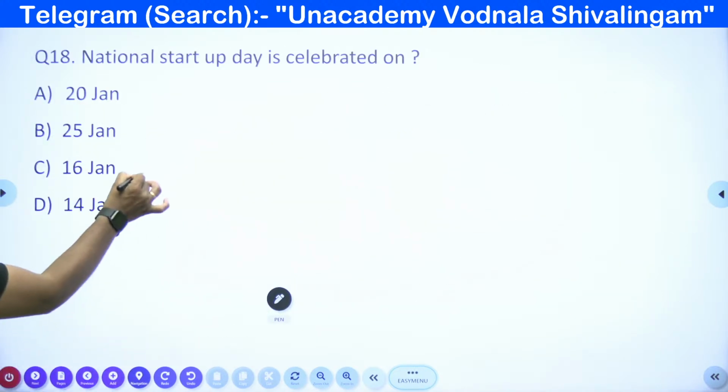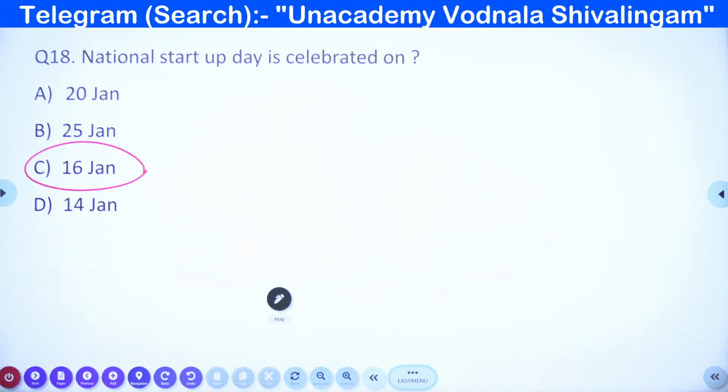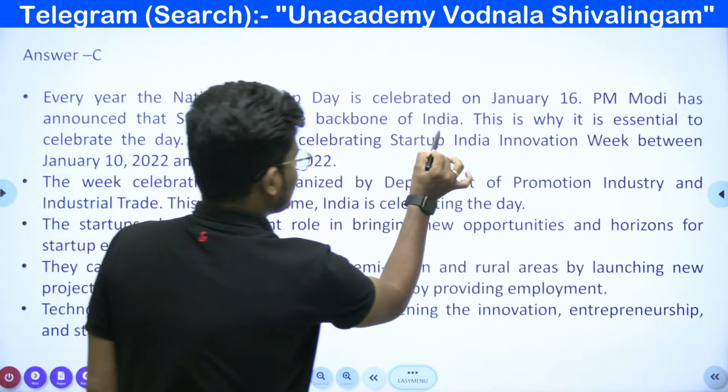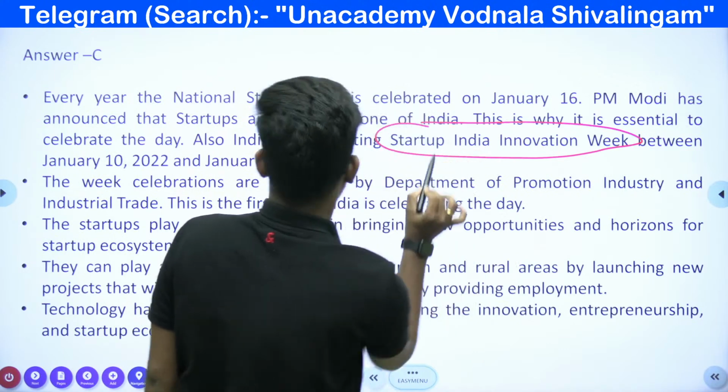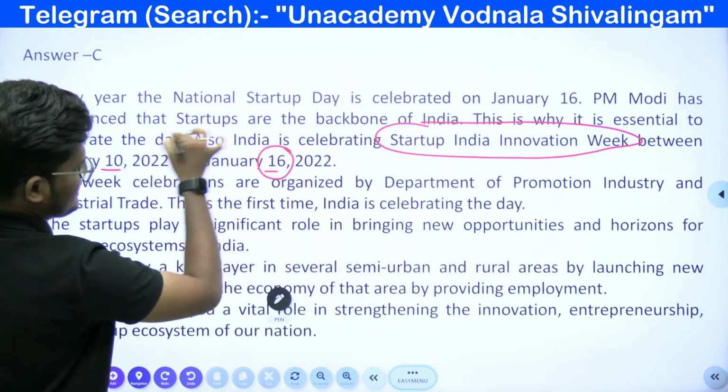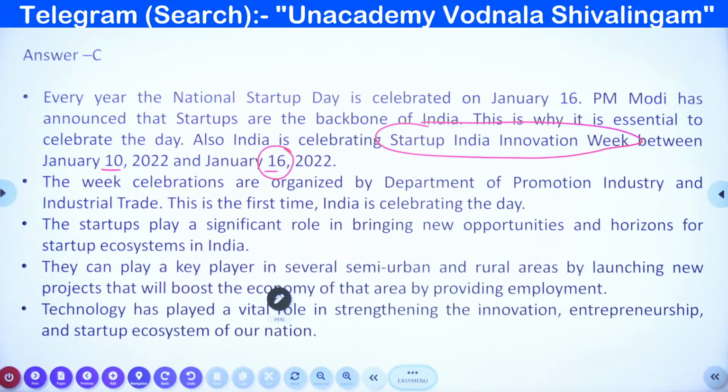Option C is the correct answer. 16th January is treated as National Startup Day. India is celebrating the Startup India Innovation Week between January 10 and January 16, and the 16th is treated as Startup India Day. National Startup Day is celebrated on 16th January every year.